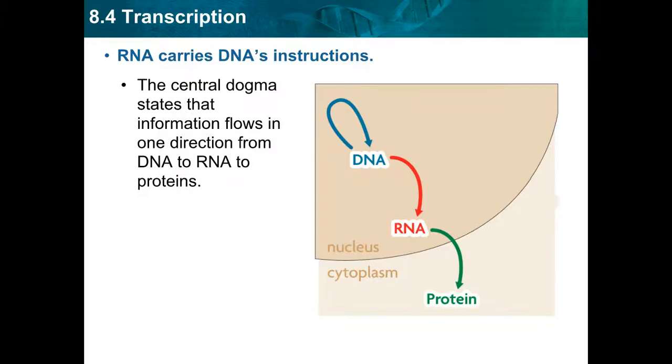There's a thing that we're going to learn about called the central dogma, and it states that information flows in one direction only, from DNA to RNA to proteins.